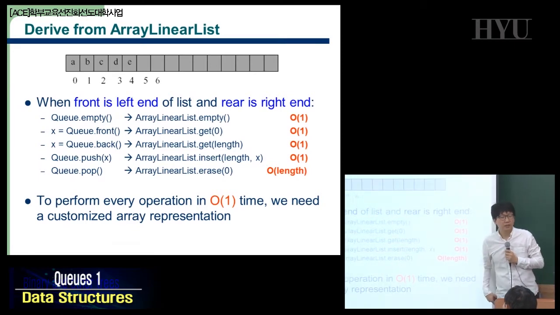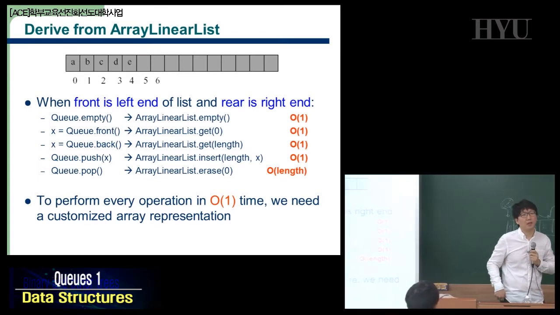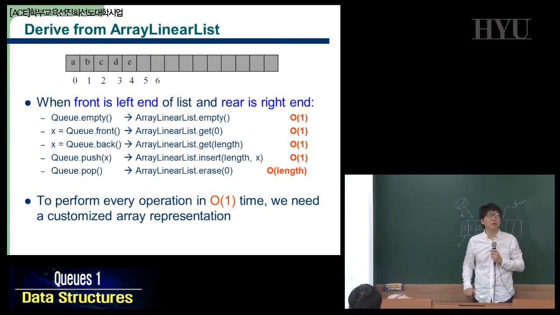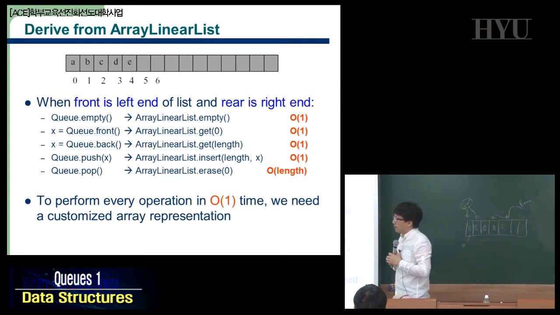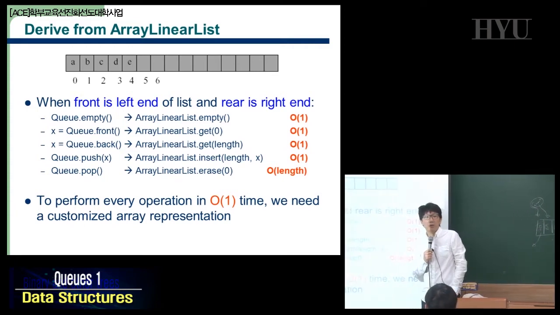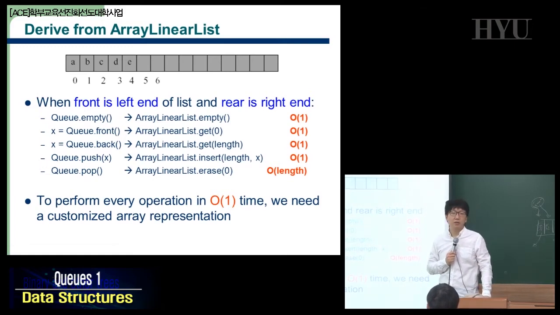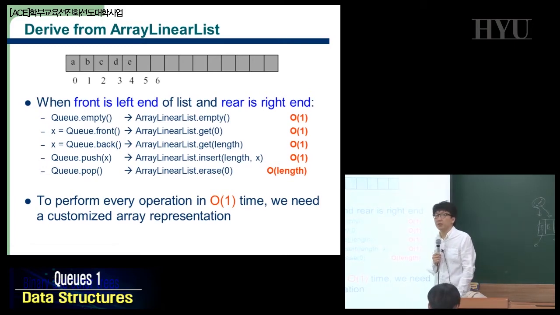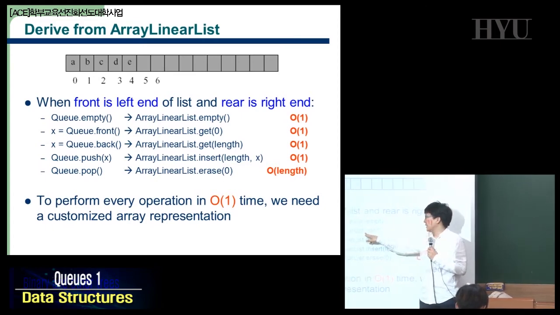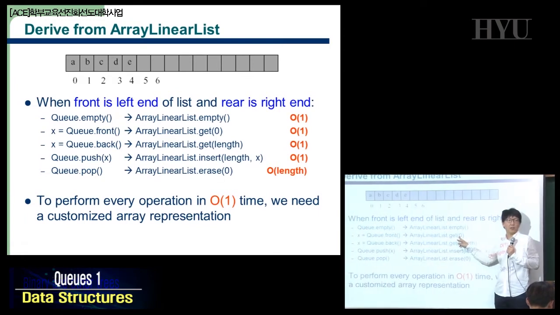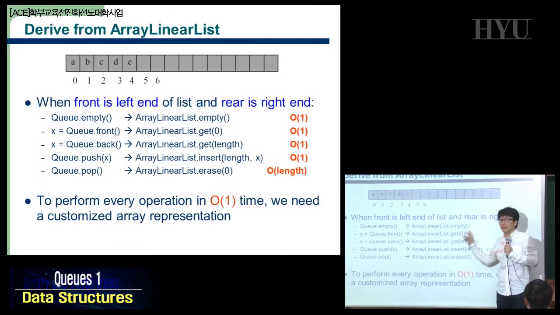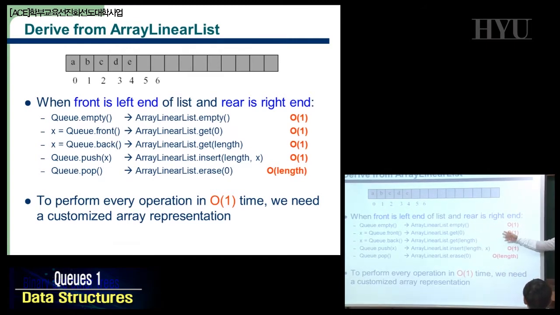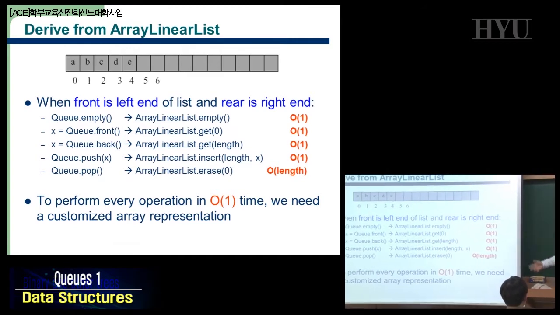Likewise, the front function for the queue should return the first element in the queue. But we know the first element is always in location zero in the array. So I can simply use the previous function in the array linear list class. They have a get function, with the location of the element. Get first element. That's how I'm implementing this queue using array linear list.